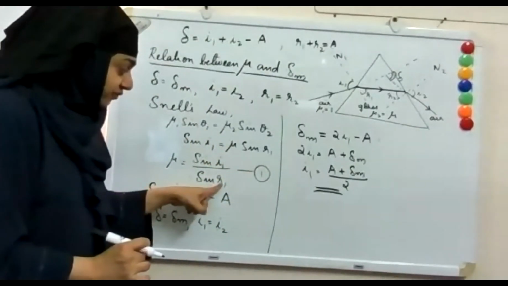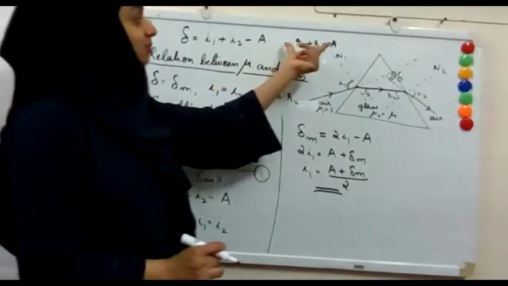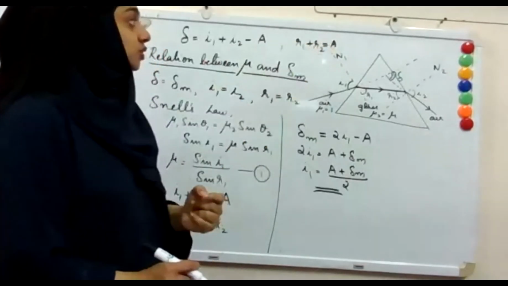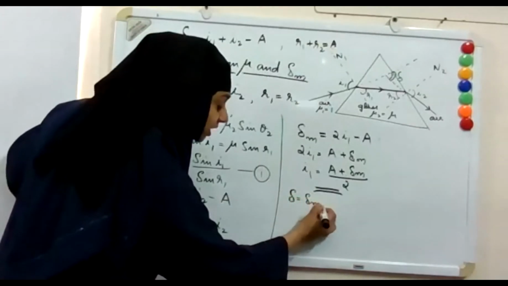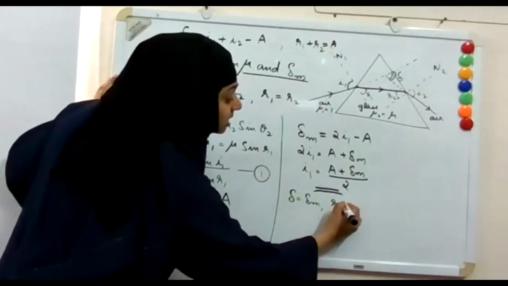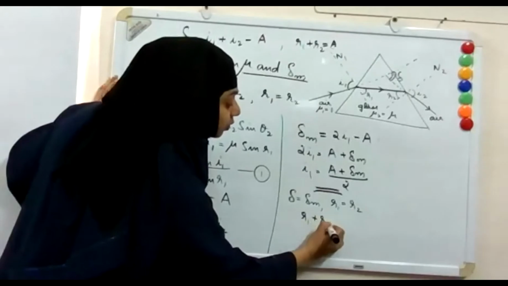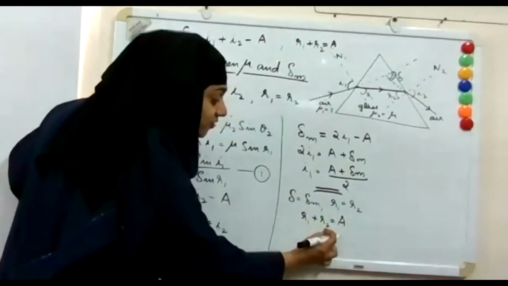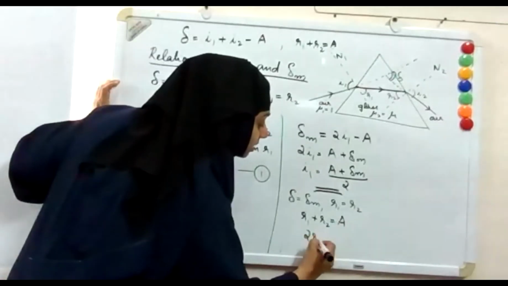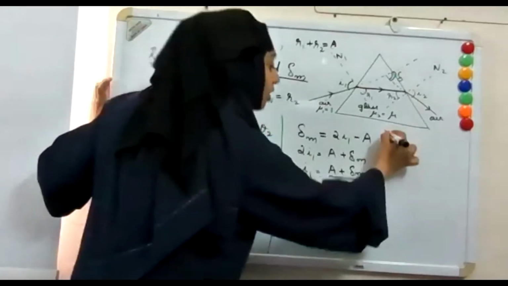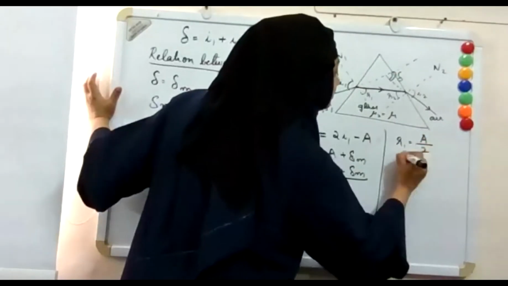Now, I also want to find an expression for R1 and put that in this equation. For that, let me use R1 plus R2 is equal to A. But we know that if delta is equal to delta m, R1 is equal to R2. Therefore, when I write R1 plus R2 equal to A, instead of R1 plus R2, I can write 2R1. So 2R1 is equal to A, or R1 is equal to A by 2.